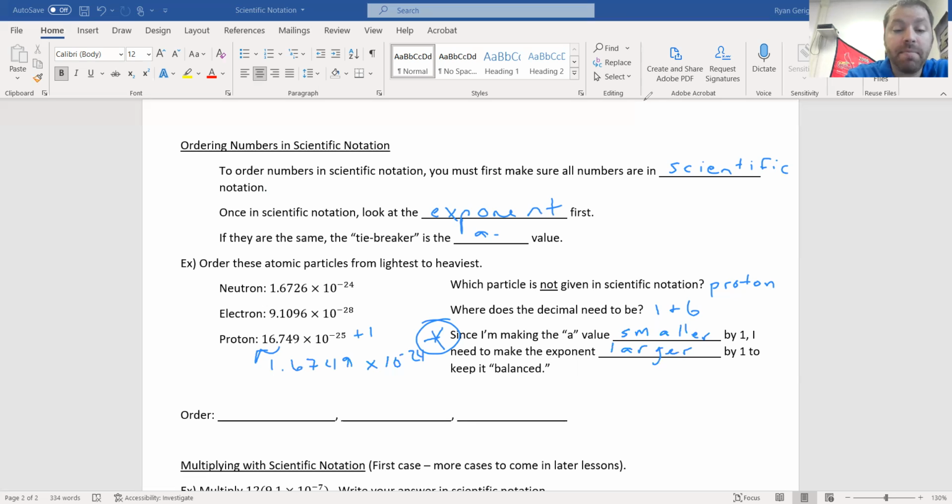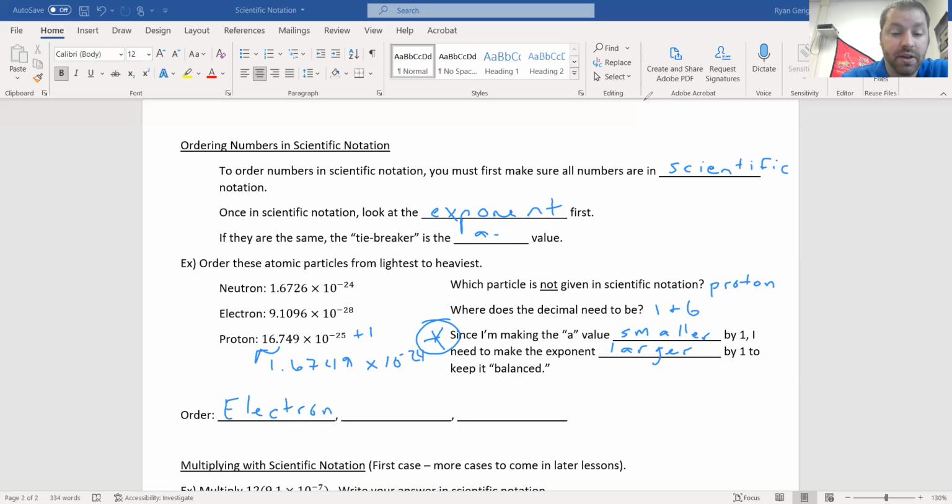Now I compare them and I see that -28 is the smallest, right? The more negative it is, the smaller it is. So the lightest one is the electron. No question about it. It's the smallest by mass. Okay, the electron is the smallest.